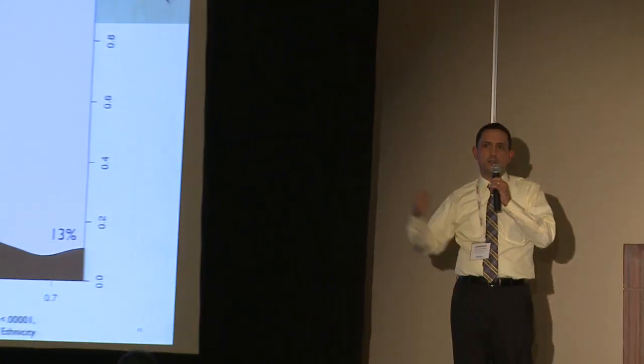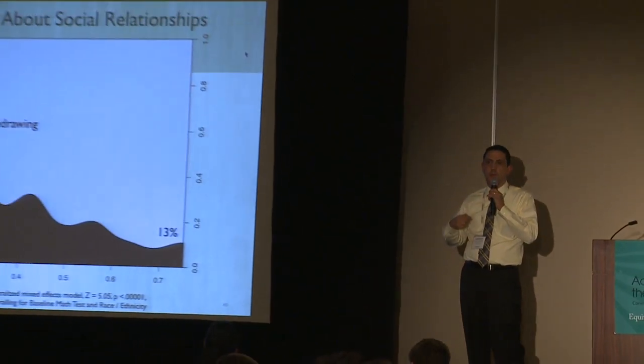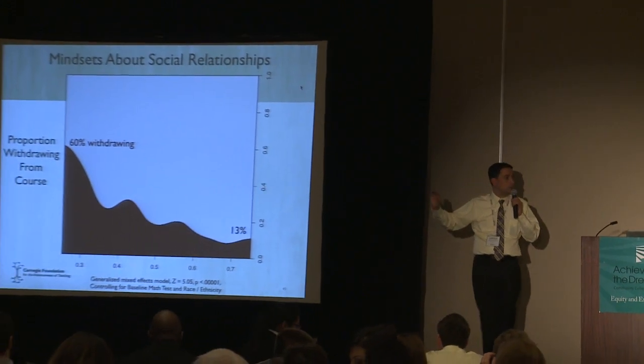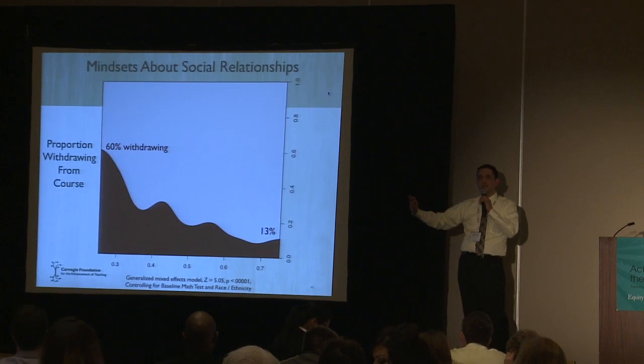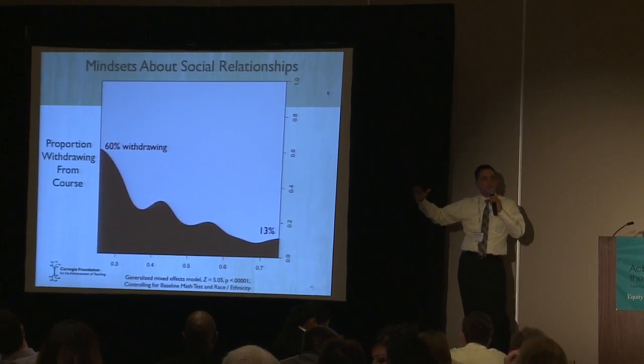So let me show you this graph. I call this a roller coaster graph. Anyone seen a graph like this before? So let me explain what's going on here. On the y-axis, you have proportion of students withdrawing from the course. And on the x-axis, you have that normed score that goes from 0 to 1. So if they have a low score close to 0 on this composite set of items, then they're lower.